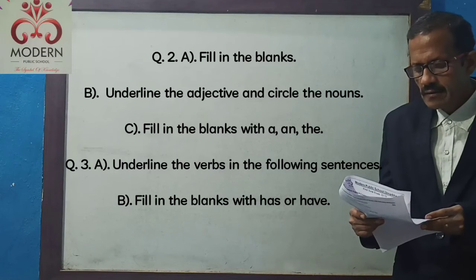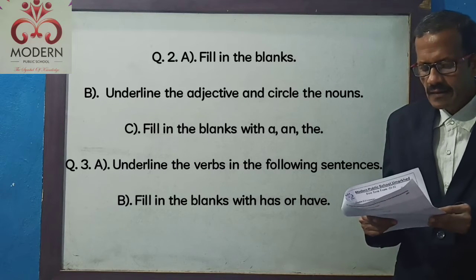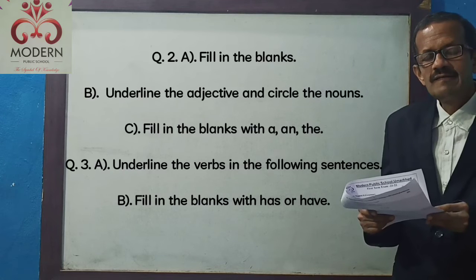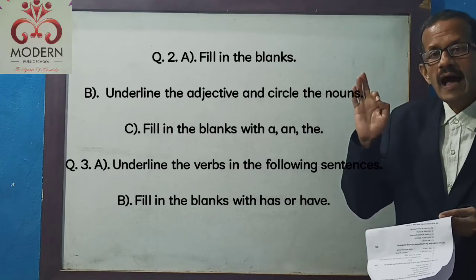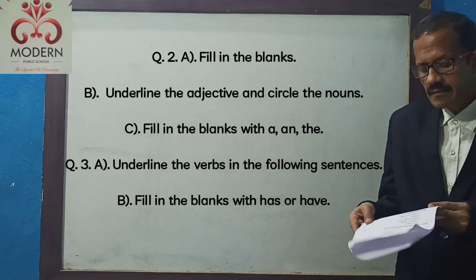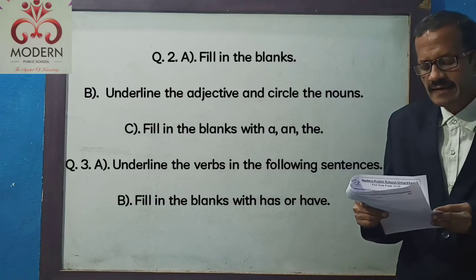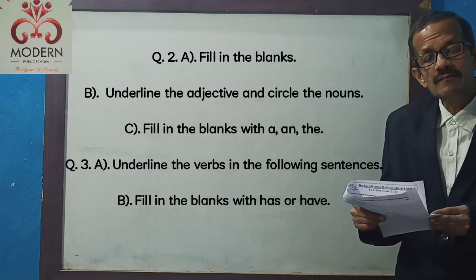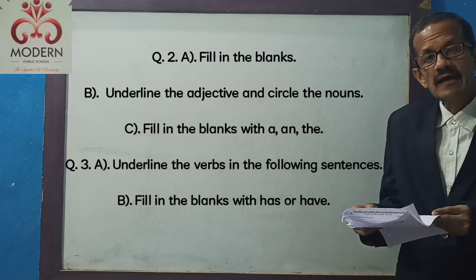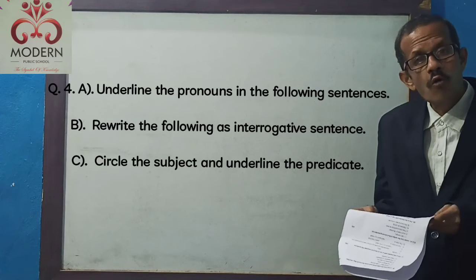Then student, question number 3B. In question number 3B, you have to fill in the blanks with has or have. You have to use either has or have and complete the fill in the blanks. You have to write the complete sentence in each fill in the blank. It is also of 5 marks. In question number 3, there is no C question. Now directly we will go to question number 4A.